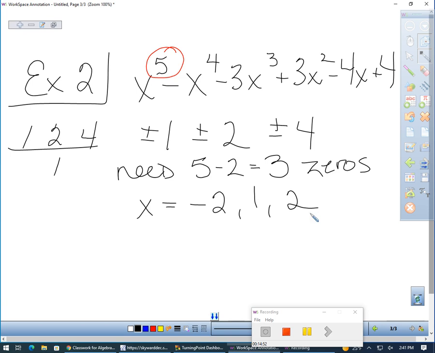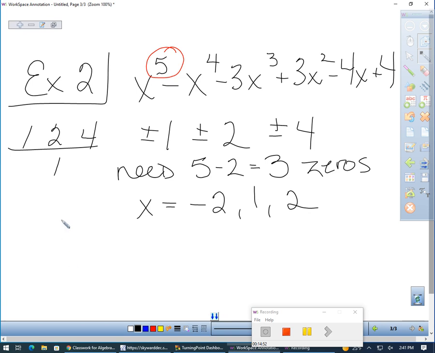Okay, hold on. I'll slow down. So I said, if you go in the table, you'll see it probably quicker. -2, 1, and 2. Correct. Okay, so now that we found those three possible zeros, we start with synthetic division.